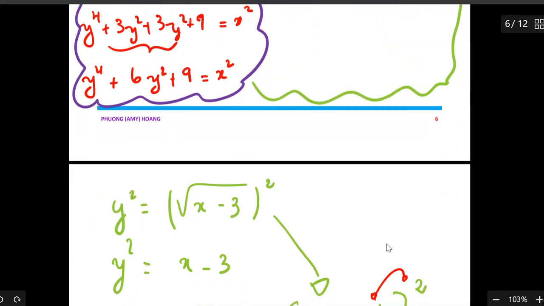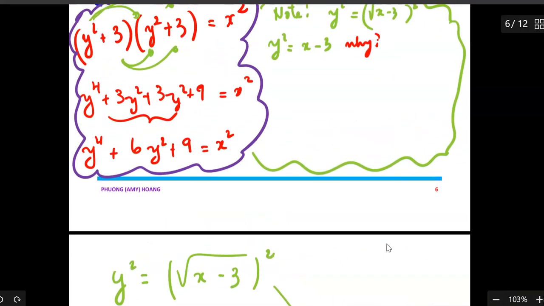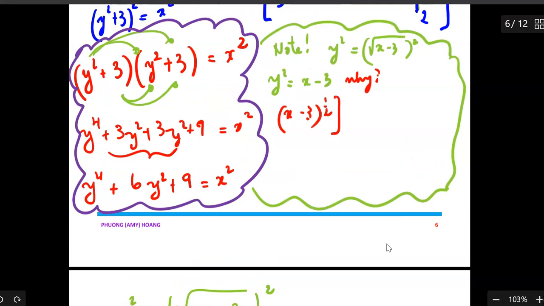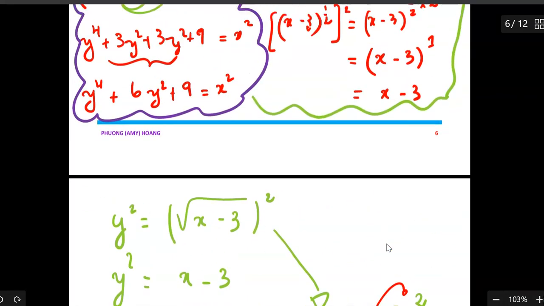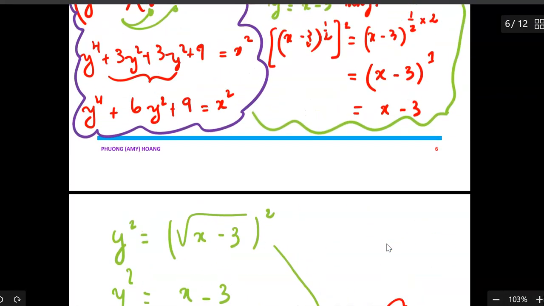So the y here, I am explaining to everyone, is x minus 3 to the exponent a half, and all of it to the exponent 2. So x minus 3 could be a half times 2. Therefore I have x minus 3 to the exponent 1, which is x minus 3. So I just want to rewrite what I have done on this page.